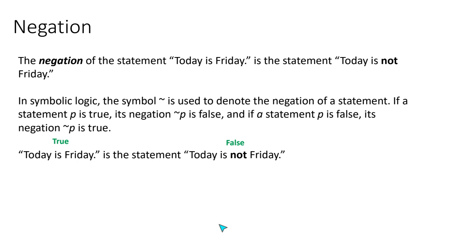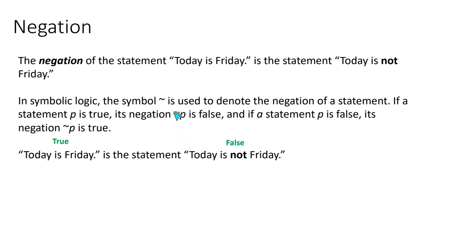Now, the negation of a statement. Here's an example. If your statement is "today is Friday," the negation of that is going to be the opposite: "today is not Friday." Today is Friday is a true statement, and the negation is going to be the false statement. Now, if you start with a statement that is false, then the negation would be a statement that is true.